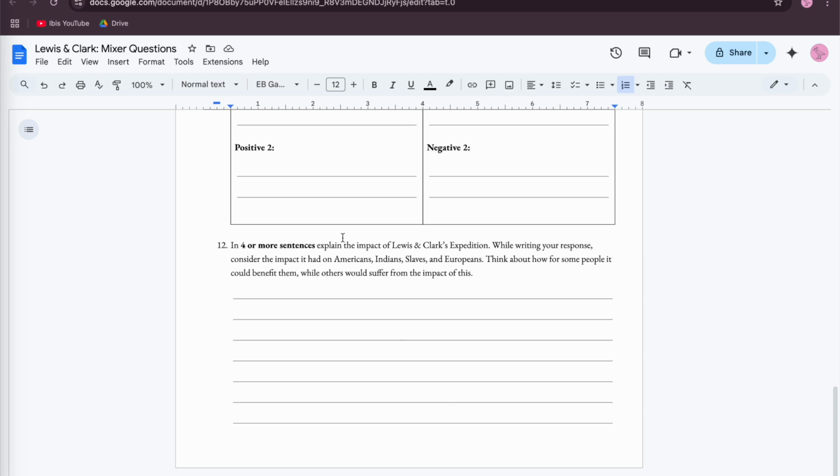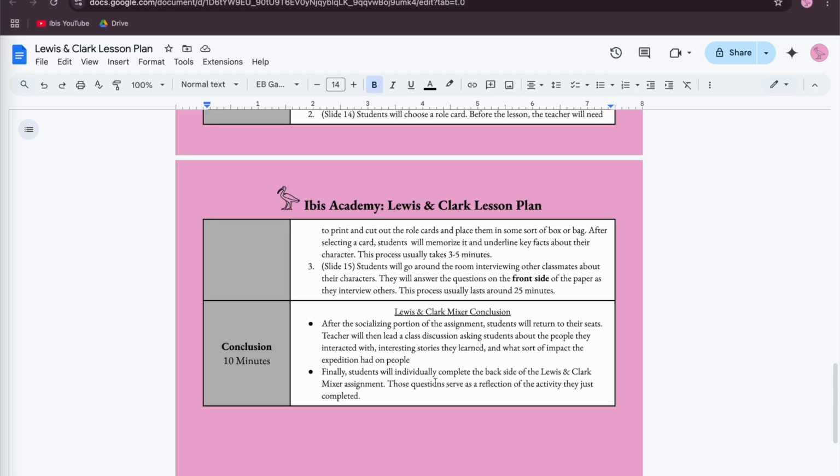And I want students to think about, well, how does it impact Americans, Indians, slaves, and Europeans, as they are all fighting for control of the North American continent. A lot of interesting interactions happen, and that's one area that I really want students to focus on. Once they're finished, they can turn it into you.